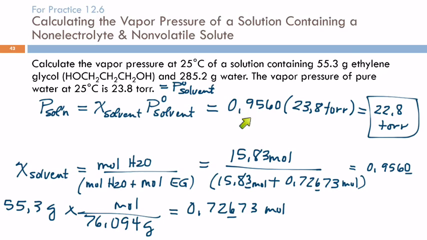Because the solvent, in terms of numbers of particles, is 95.6% of the whole solution, then the pressure is 95.6% of the pressure it would be if it was pure water.